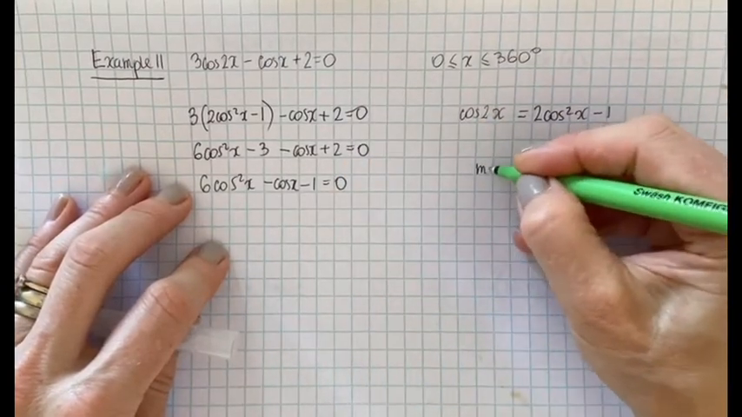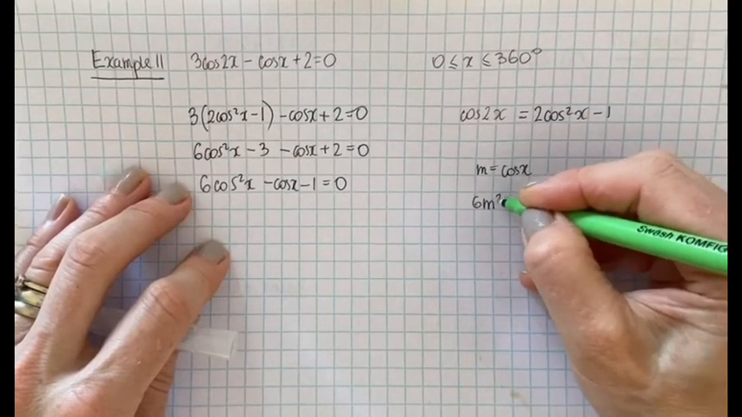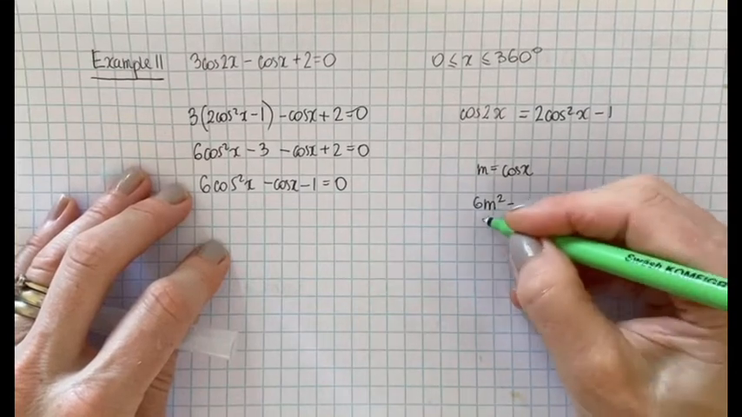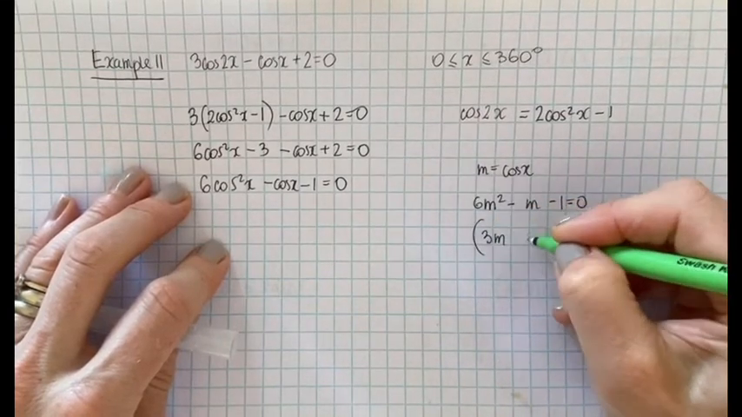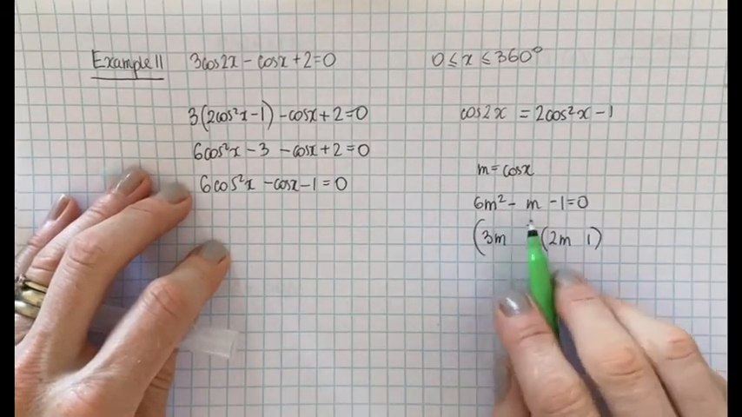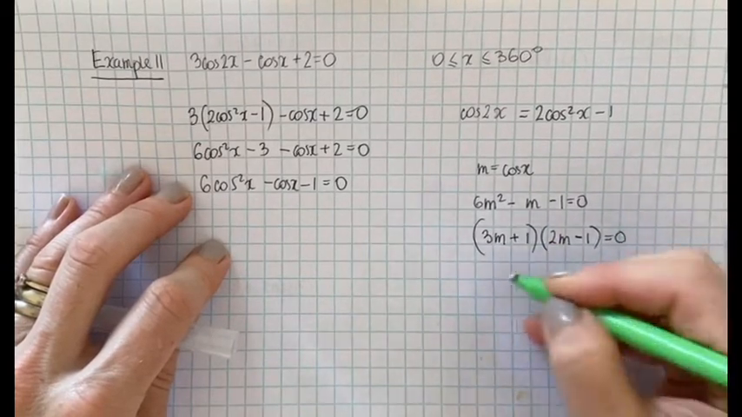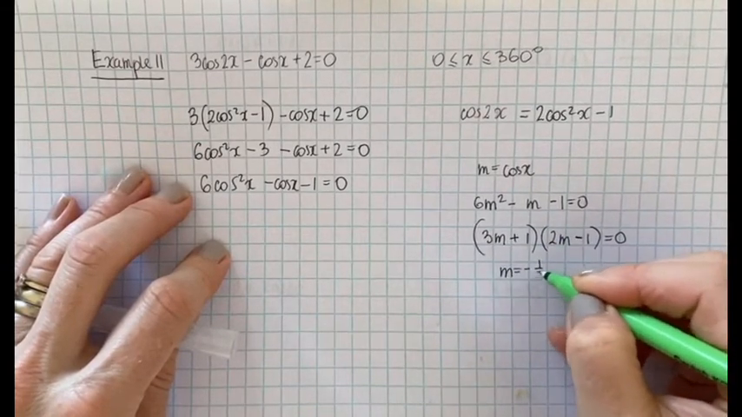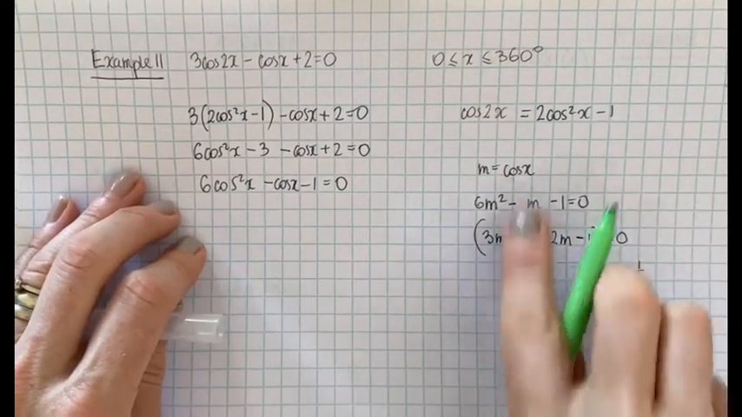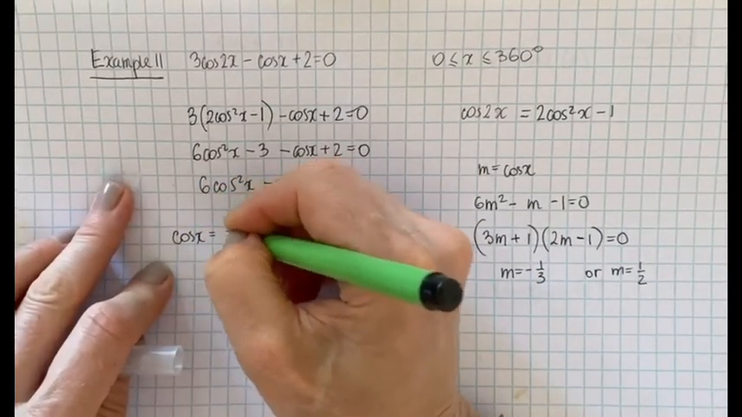Let's use m equal to cos x, a dummy variable, to solve this quadratic. 6m squared minus m minus 1 is equal to 0. So that should be 3 and 2. We want 3 to be negative, so it's minus, and that will be plus. So m is minus 1/3, or m is a half. But our m is cos x, so that gives me cos x is a half.